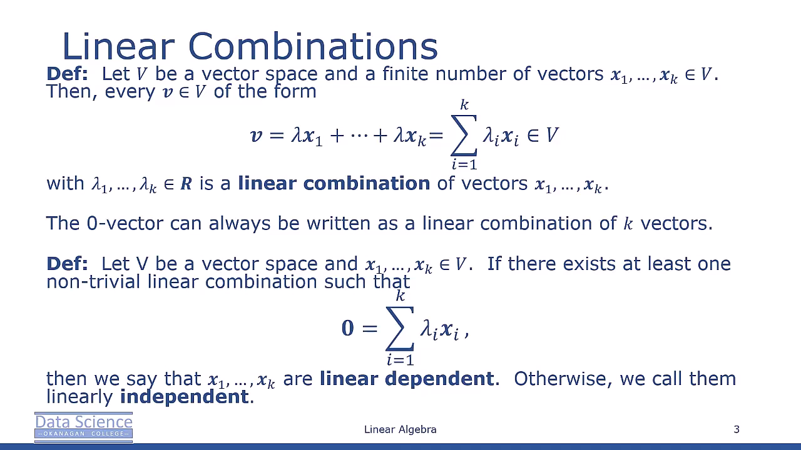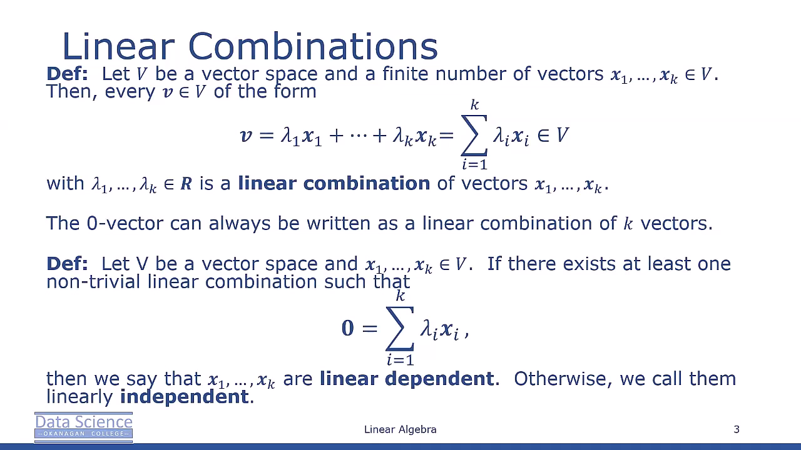So here's a definition. Let V be a vector space and a finite number of vectors x1 through xk be in V. Then, every vector v in V of the form v equals lambda 1 times x1 plus etc. plus lambda k xk, equals the sum of lambda i xi in V, with all the lambdas real numbers, is called a linear combination of vectors x1 through xk.